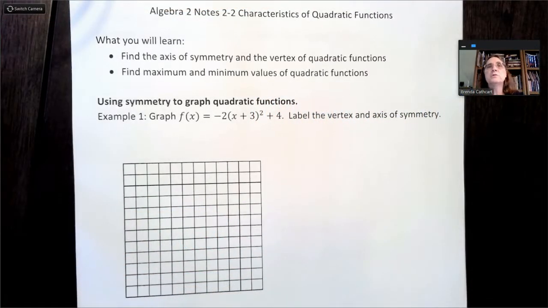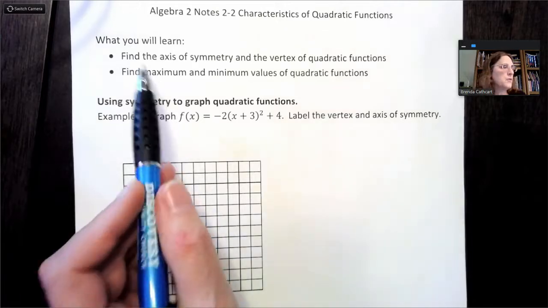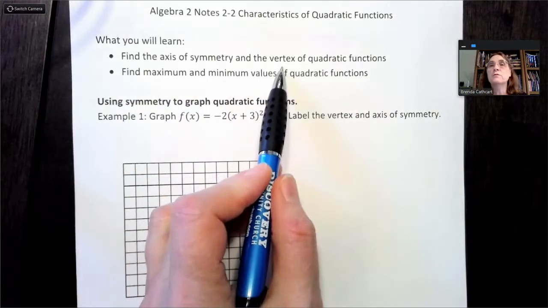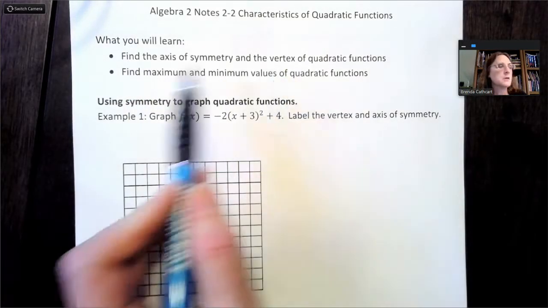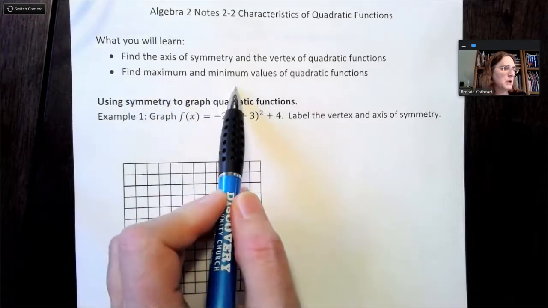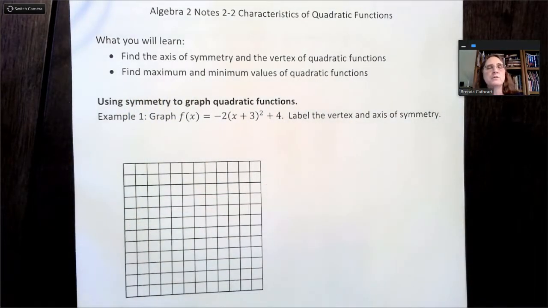Today in Algebra 2, we're going to be looking at some of the characteristics of quadratic functions. What we will learn today is how to find the axis of symmetry and the vertex of quadratic functions, and how to find the maximum and minimum values of the quadratic functions.